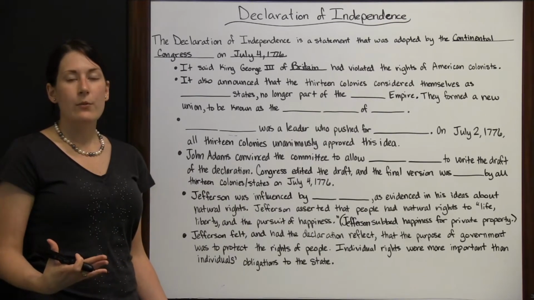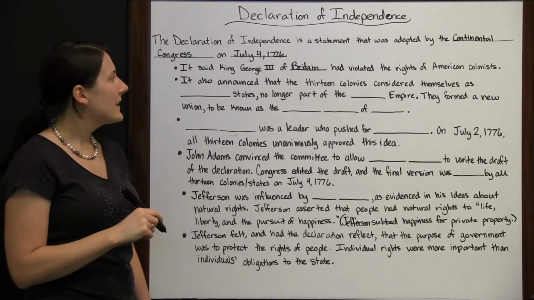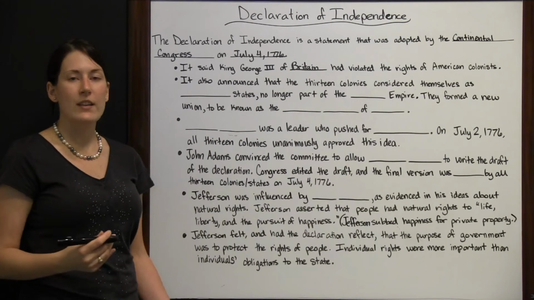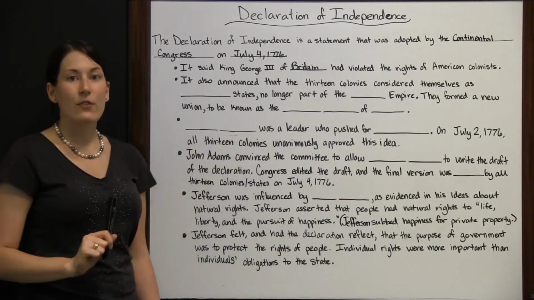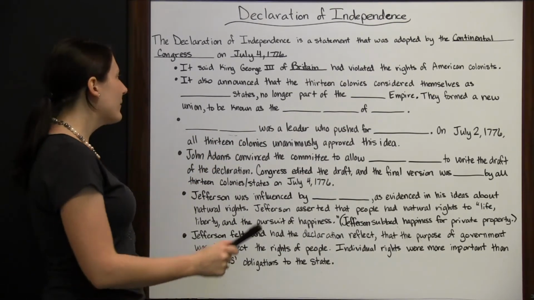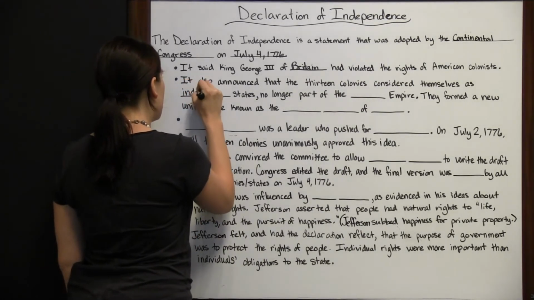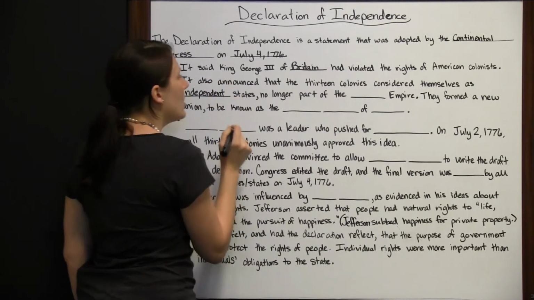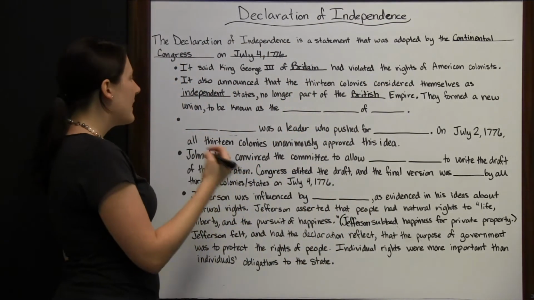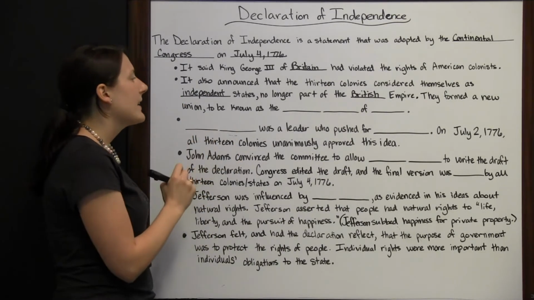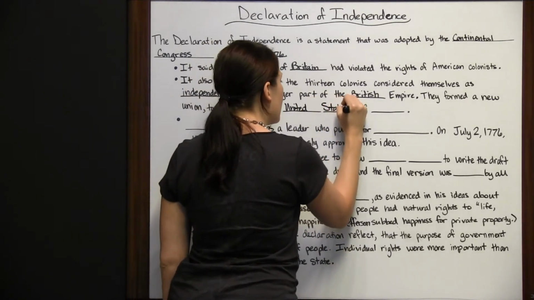Fighting had already been going on for over a year at the time that this Second Continental Congress occurred, and they decided there wasn't going to be a peaceful way to solve things with Britain. So they declared themselves independent. They said King George had violated the rights of these American colonists, and therefore it announced that the 13 colonies considered themselves as independent states, no longer part of the British Empire. Instead, they said that they formed a new union of those 13 states to be known as the United States of America.